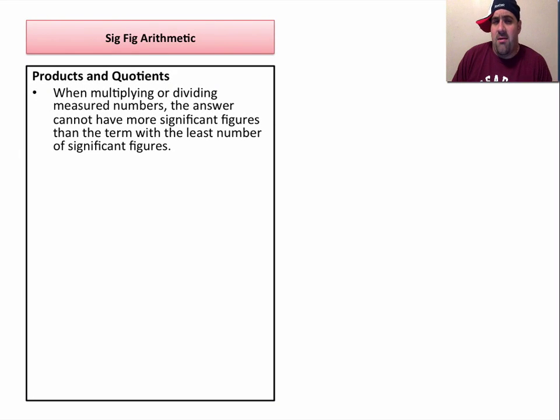Hi, Mrs. Opponent here, and today we're going to look at arithmetic operations and significant figures. And we're going to start with products and quotients, which is a fancy way of saying multiplication and division.